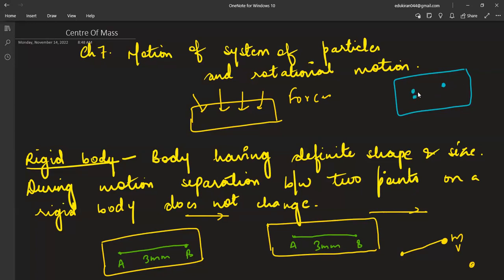But it's obviously difficult for us to calculate every point. See, it is made up of so many molecules, so many masses. How many molecules will you consider? Velocity of which molecules will you calculate? So for that, we have a concept of center of mass. That's the topic on which this revolves, motion of system of particles, and rotational motion, some portion of which we have already started. It will be a continuation of that.